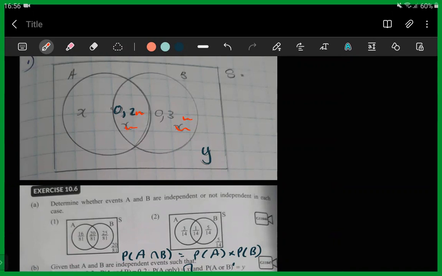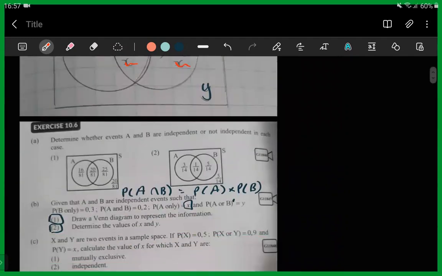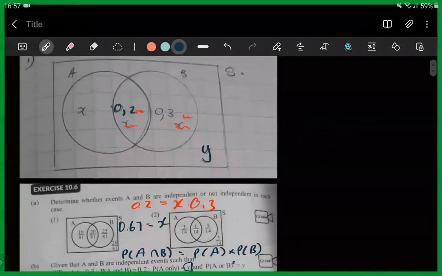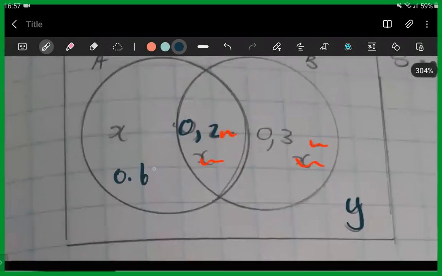And then that's why with X, you can use this formula, because you have the probability of A and B, right? It's just 0.2. 0.2 should be equal to the probability of A only, which is X, multiplied by the probability of B only, which is 0.3. So you want to divide by 0.3 on both sides. Dividing by 0.3 on both sides, you have 0.67 as the value of X, which is kind of large, but it is what it is.